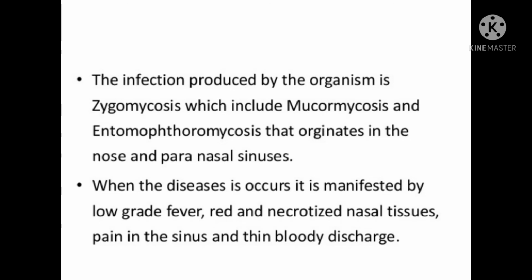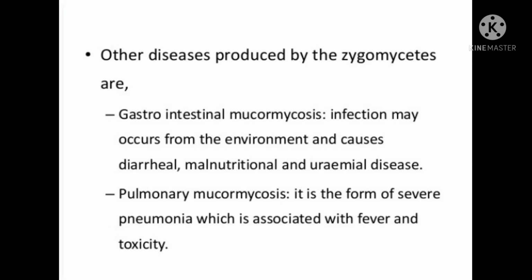Symptoms usually include low-grade fever, red and necrotized nasal tissues, pain in the sinus, and thin bloody discharge. Other diseases produced by the zygomycetes are: first one, gastrointestinal mucormycosis. Infection may occur from the environment and causes diarrheal, malnutritional, and uremic disease. Second one is pulmonary mucormycosis. It is a form of severe pneumonia which is associated with fever and toxicity.